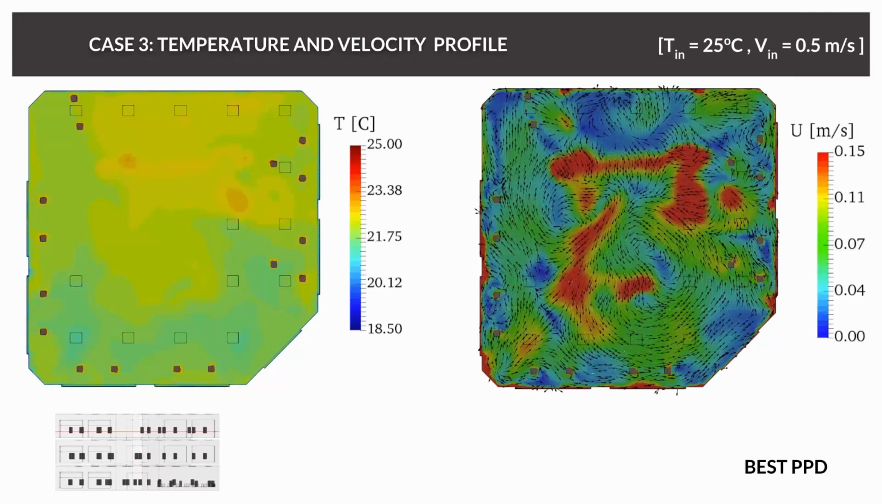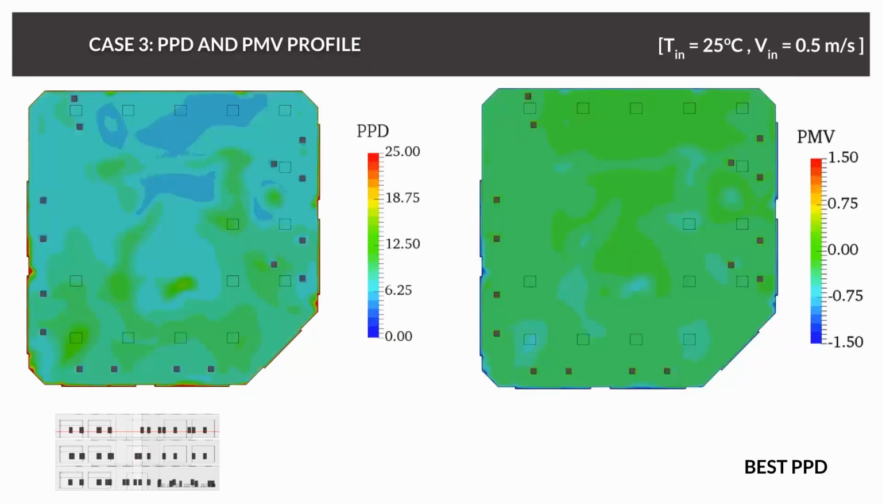And if we go up to the third slice, you can see that even here it's much better. Temperature distribution looks quite homogeneous, and, which is much more important, PPD again is in range everywhere.